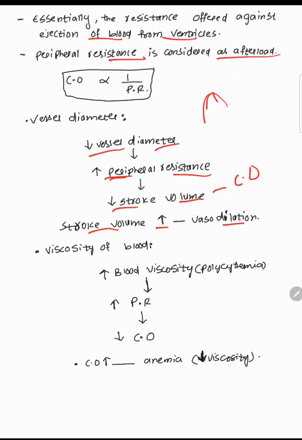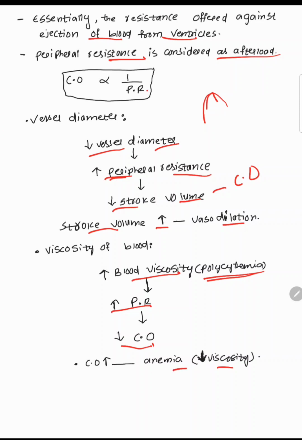Viscosity of blood. Viscosity of blood increases the peripheral resistance. If peripheral resistance increases, then there will be a decrease in the cardiac output. Blood viscosity increases, peripheral resistance increases, cardiac output decreases. It is seen in polycythemia. It is a disease condition in which the viscosity of blood is increased, so that peripheral resistance increases and there is a decrease in cardiac output.